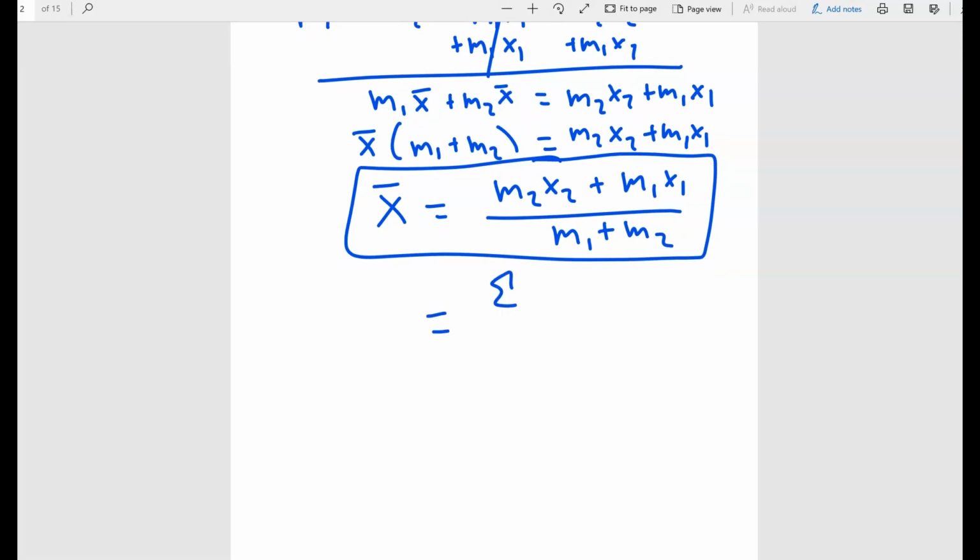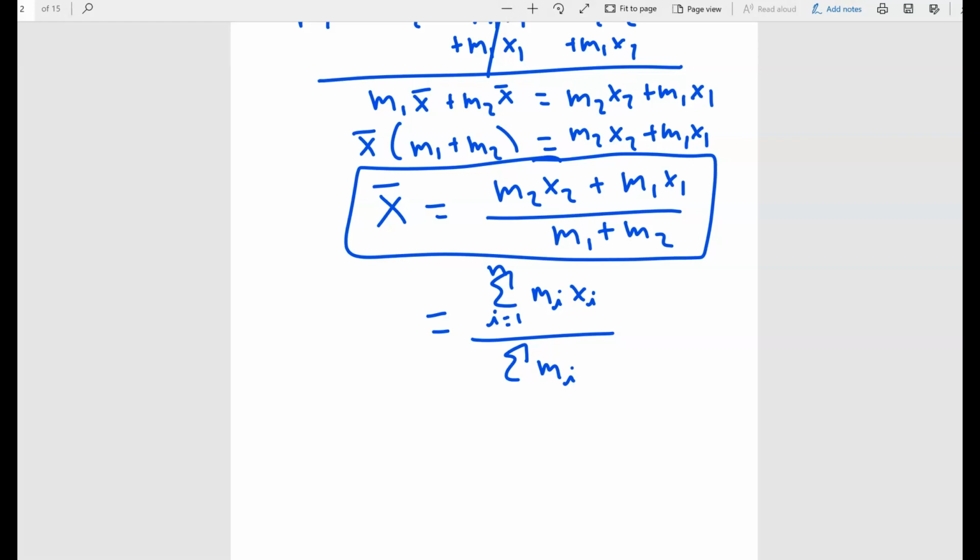We're going to call it the summation from i goes from 1 to n of m_i x_i, divided by the sum of the masses. So I don't necessarily have to have one mass or two masses. I can have many different masses, and then I can just go ahead and try to figure out what the center of mass would be based on all of these different weights.